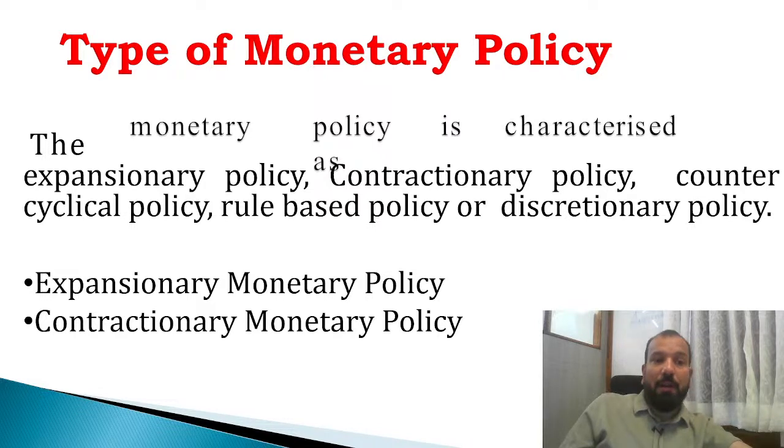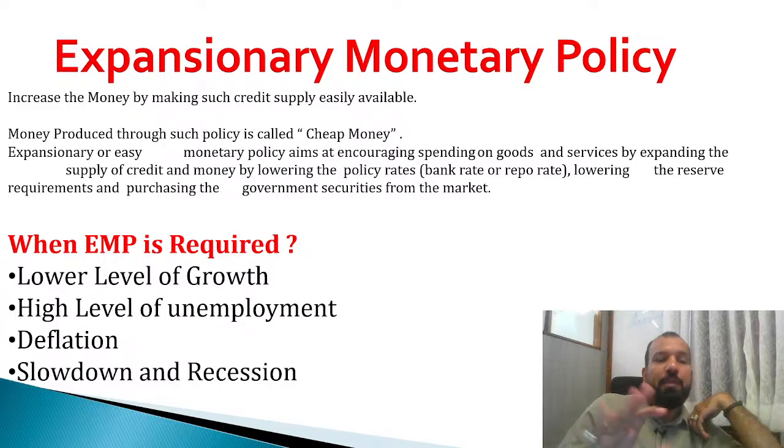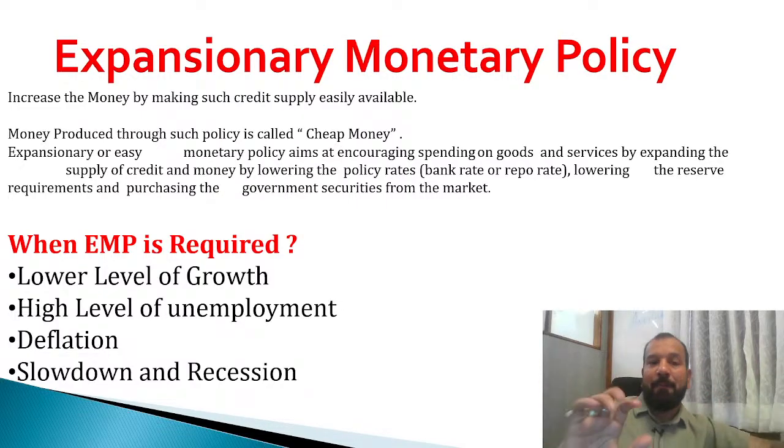Coming on to the types, we have two types of monetary policies: expansionary monetary policy and contractionary monetary policy. In expansionary monetary policy, we just want to expand the money supply. That is called cheap money. You just need to understand where we are applying these policies. If we are running a deflation or a recession, we follow the expansionary monetary policy. How can you apply it? With the help of the money supply. So increase the money supply by making credit easily available. Money produced through such a policy is called cheap money.